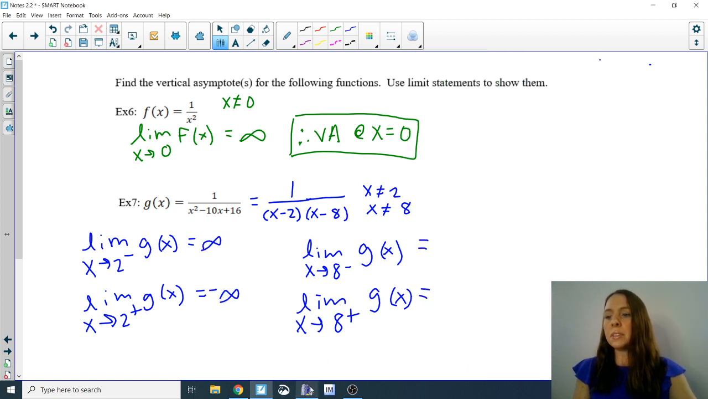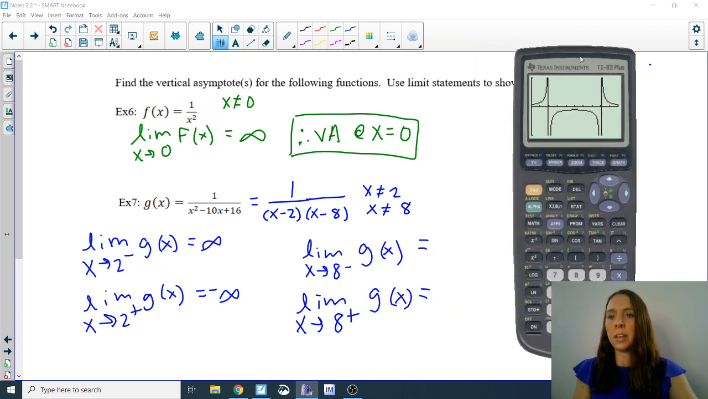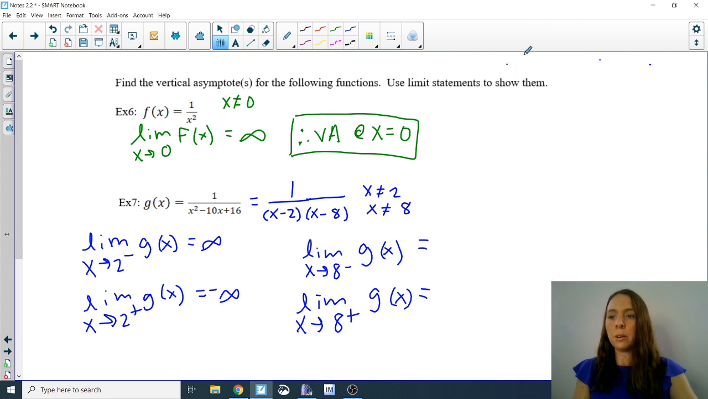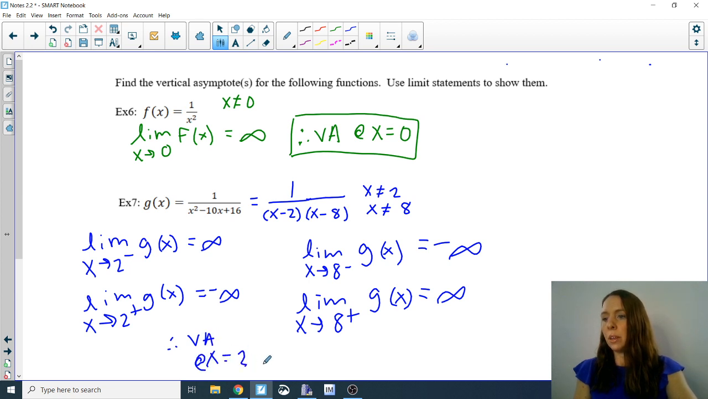It is the opposite on the other side for x equals 8. From the left, you're going to negative infinity. From the right, you're going to positive infinity. And so finally, we'll just put a little statement down here that says we have vertical asymptotes at x equals 2 and x equals 8.